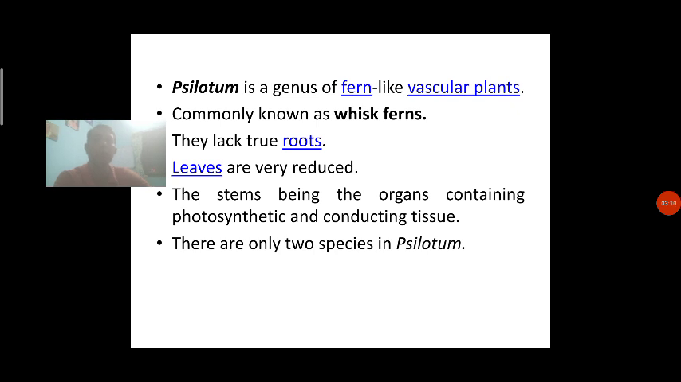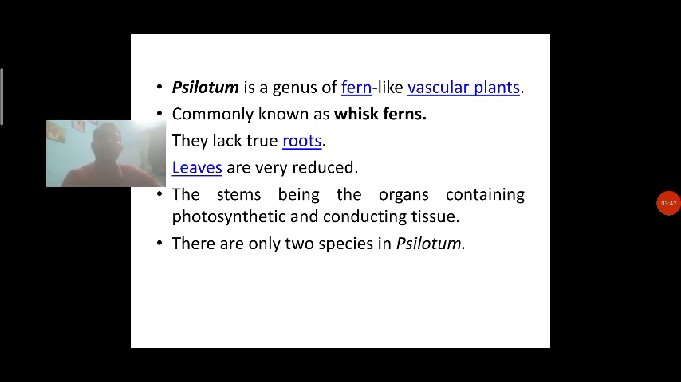Sometimes a question will be asked in an MCQ: which fern is known as whisk fern? Psilotum is the answer. Psilotum is commonly known as whisk fern. They lack true roots. Leaves are very reduced and small in size, the stem being the organ containing photosynthetic and conducting tissue. There are only two species in Psilotum.